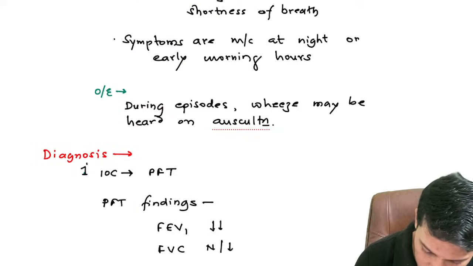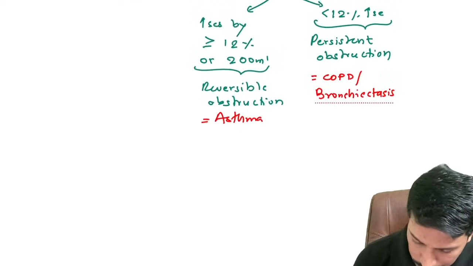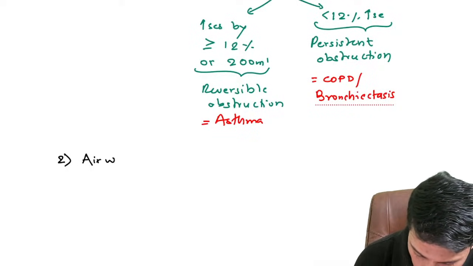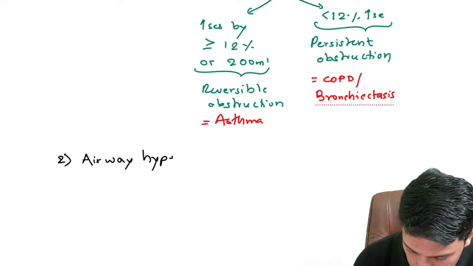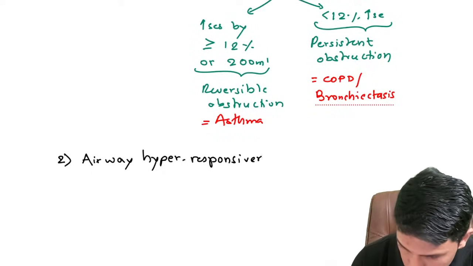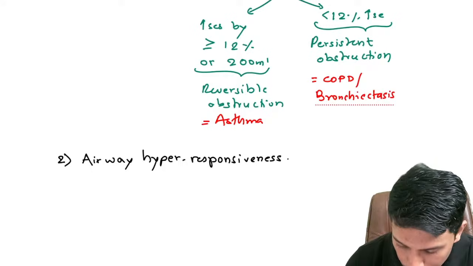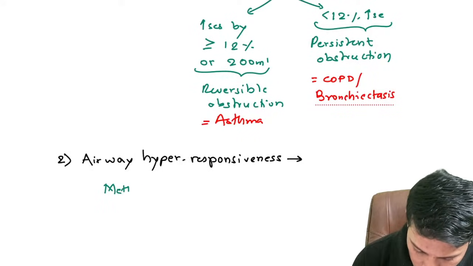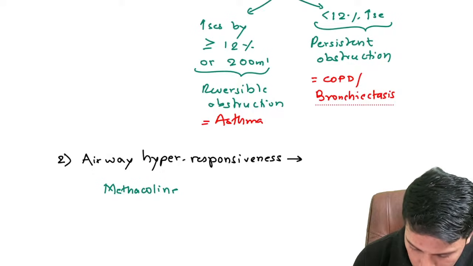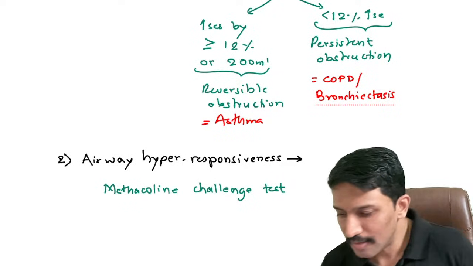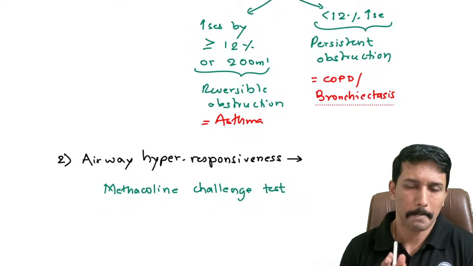So first point is always about PFT. Second, you can write about airway hyperresponsiveness. Yes, the methacholine challenge test. So you can do something called the methacholine challenge test. But can anybody tell me why am I using methacholine here?